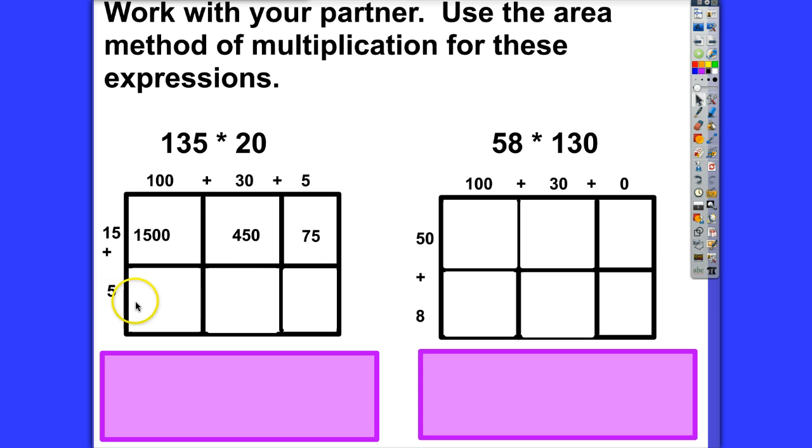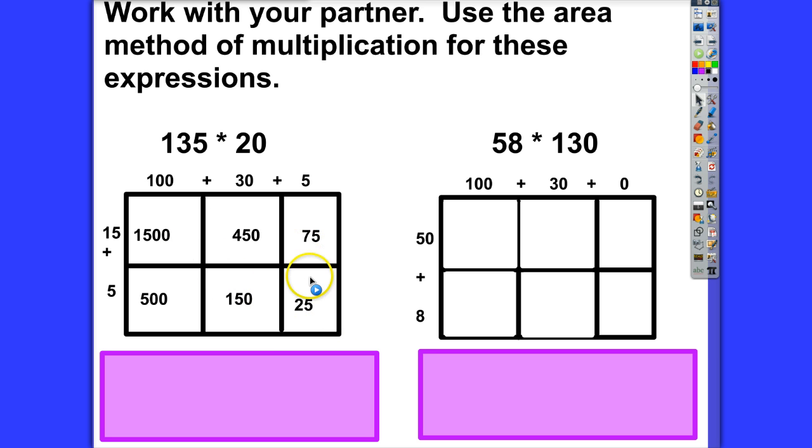Now we're going to multiply the bottom row, and I'm going to multiply 100 times 5. Again, 1 times 5 is 5. Write 2 zeros after, and you have 500. 30 times 5. Well, 3 times 5 is 15, and I'm going to write 1 zero, and I'm going to have 150. 5 times 5 is 25. I don't have any zeros that I'm going to have to write, so I have 25 in that box.